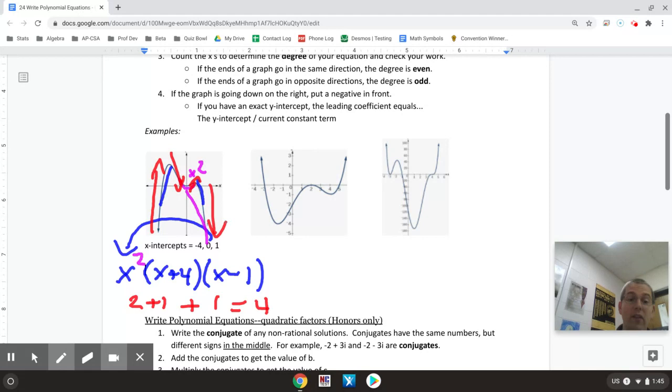Since it's an even degree, the ends should match, which is good, but notice it goes down on the right-hand side. Well, what that means is since it's going down on the right-hand side, it needs to have a negative leading coefficient, so that is going to be my final answer for that one. We'll go ahead and work through a couple more examples in just a second.